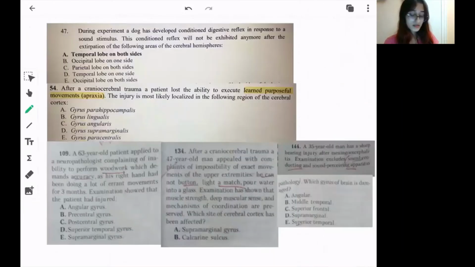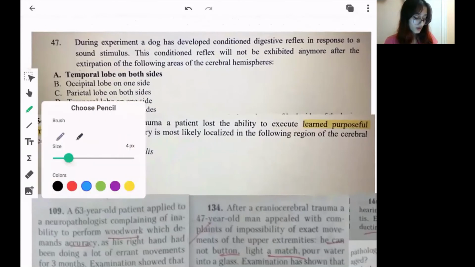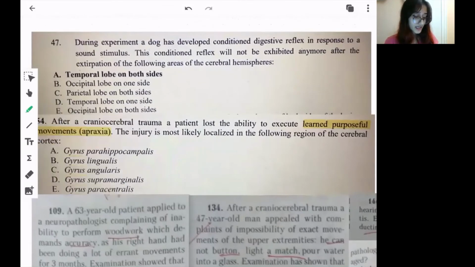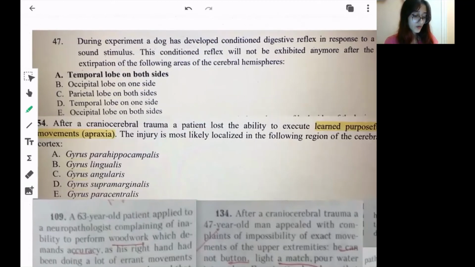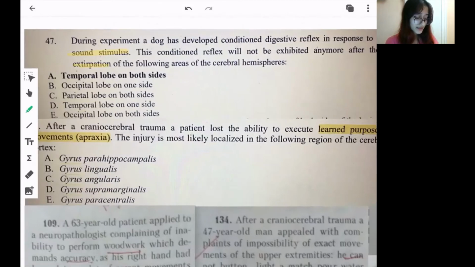Now let's discuss some questions regarding this topic that are asked in the Krok. They are saying, in response to a sound stimulus, this conditioned reflex will not be exhibited after extirpation, or the removal, of the following areas of the cerebral hemispheres. So for sound, the primary auditory cortex is located in the superior temporal gyrus.